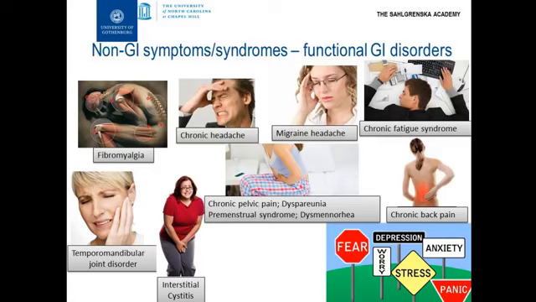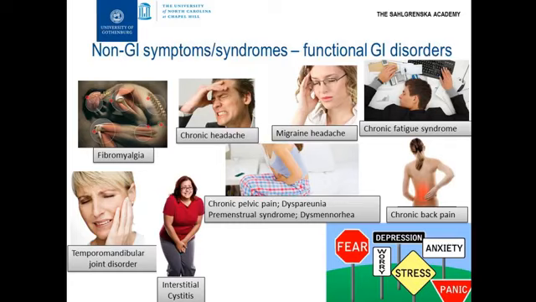I told you on the previous slide that having symptoms outside the gastrointestinal tract is common among patients with functional gastrointestinal disorders in general, functional bowel disorders, and IBS in particular, which is the topic of the discussion today. On this slide, I've listed some of the non-GI symptoms or syndromes that are more commonly seen in these patients. You see fibromyalgia, chronic headache, migraine headache, chronic pelvic pain and other gynecological symptoms, chronic fatigue syndrome, temporomandibular joint disorder, interstitial cystitis, and also various psychological problems that are more commonly seen in patients with functional bowel disorders and IBS.